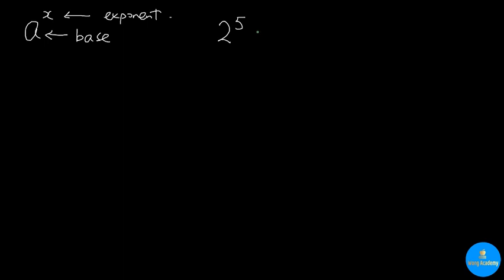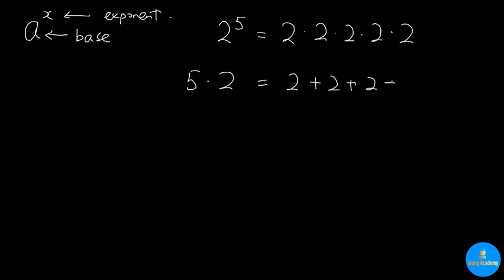2 to the power 5 is actually meaning 2 self-multiplied 5 times. This should not be mixed up with 5 times 2. 5 times 2 is actually representing 2 self-added 5 times. The first number is 32, while the second number is 10, and they're totally different.